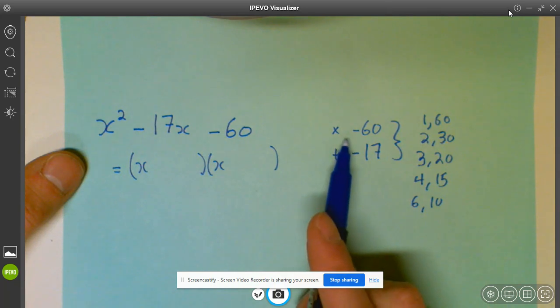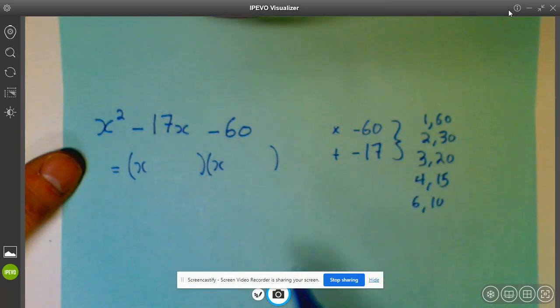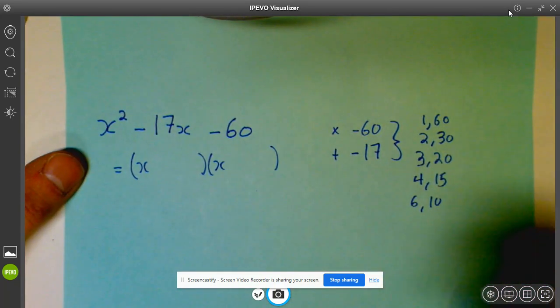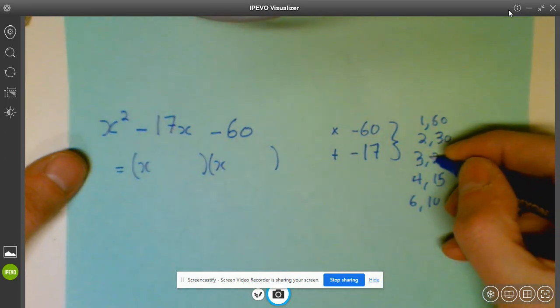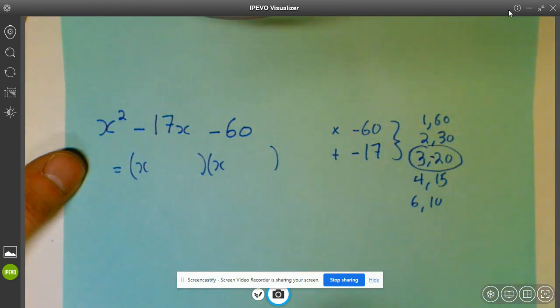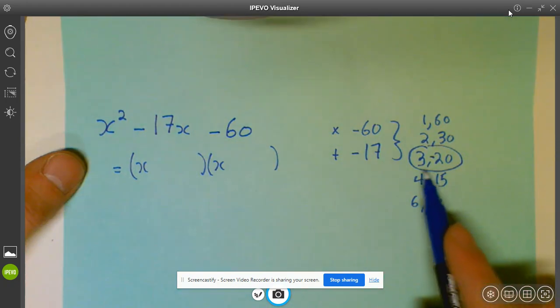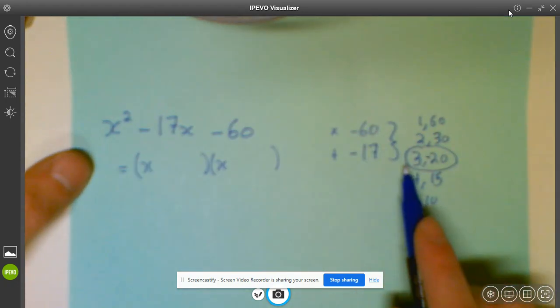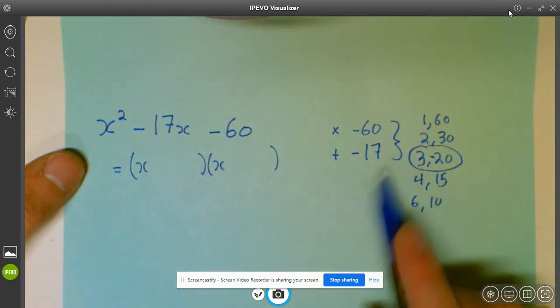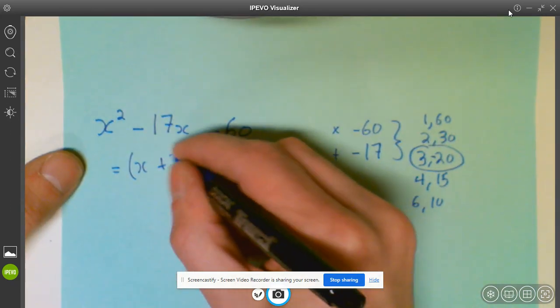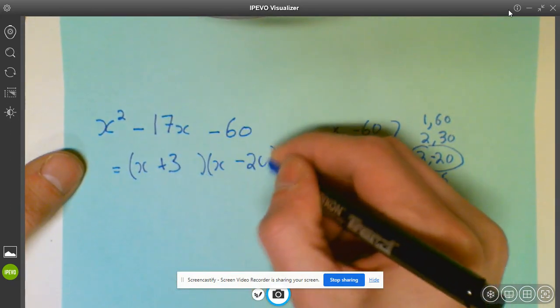If I want them to multiply to a negative, they're going to have to be different signs. Positive times negative makes a negative. And if I want them to add to a negative, the bigger number is going to be negative. So you can play around with your negatives until you get your two numbers. 3 times negative 20 is negative 60. 3 plus negative 20 is negative 17. So I can put positive 3 and negative 20.